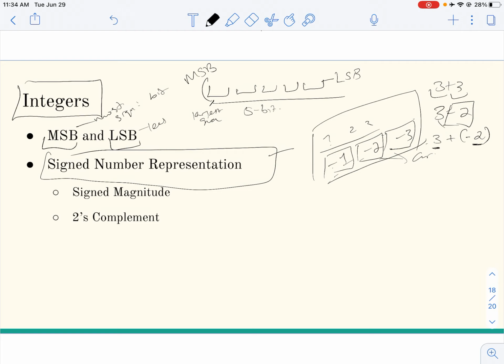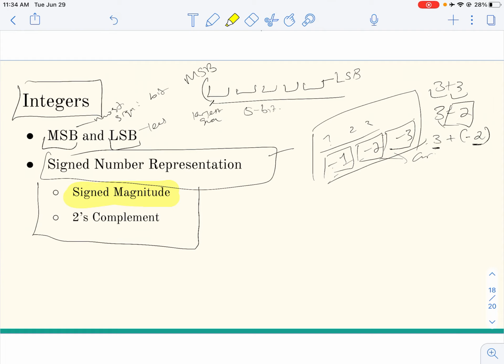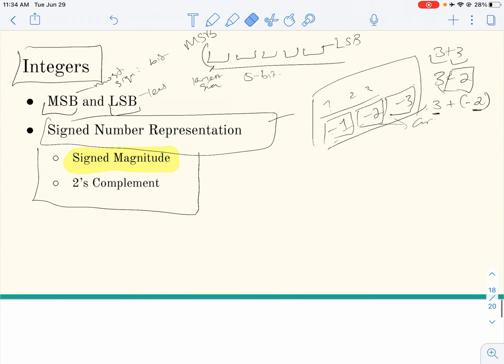So we have different mechanisms, different codes, different ways of encoding negative and positive integers in the computer using binary representation. So we'll go over two of them today. Signed magnitude እና 2's complement ማለት ነው. Let's start from signed magnitude. It's the easier one. Okay.